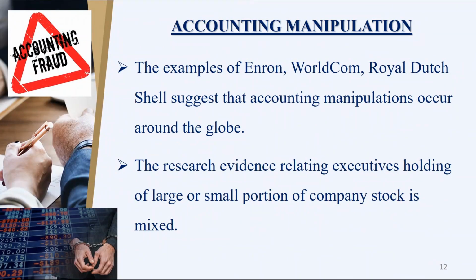Now we'll discuss the fifth topic of the chapter, that is accounting manipulation. There is plenty of fraudulent evidence available that shows accounting manipulation occurs. For example, executives of Enron front-loaded revenues and hid liabilities through off-balance sheet activities. On the other hand, the executives of WorldCom capitalized expenses on the balance sheet, which should have been treated as operating cost. However, in the case of Royal Dutch Shell, executives inflated the size and value of proved oil reserves.